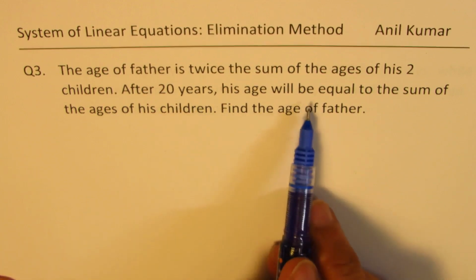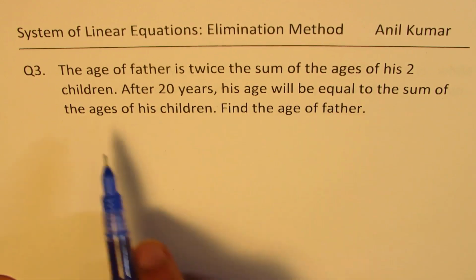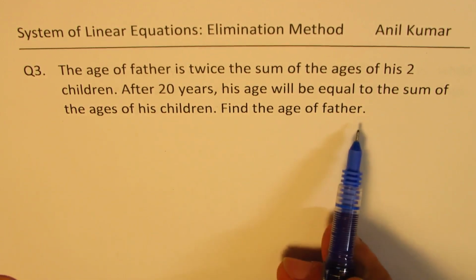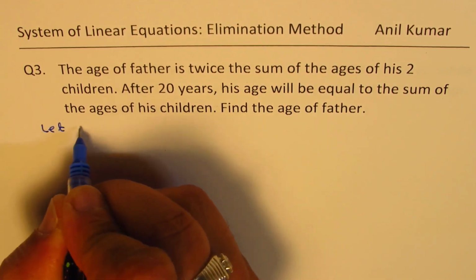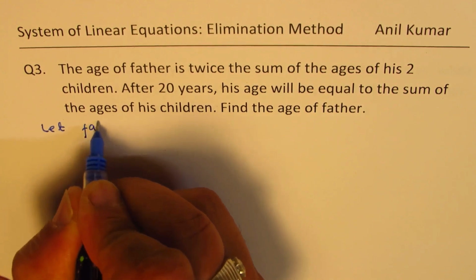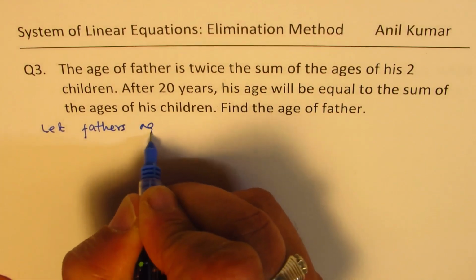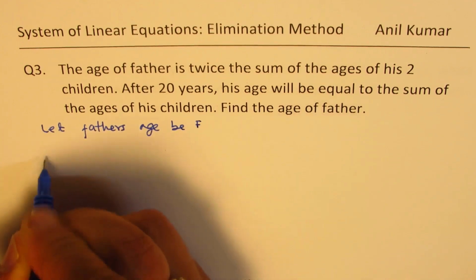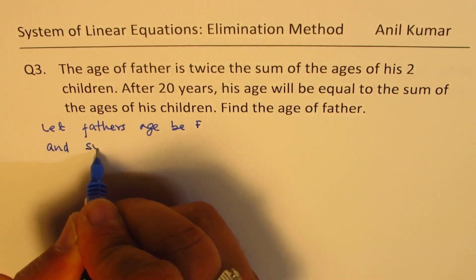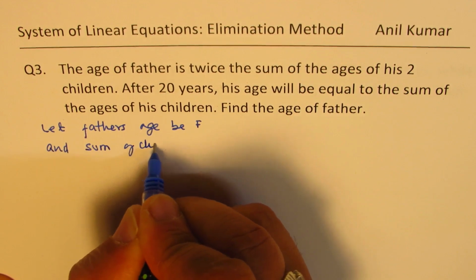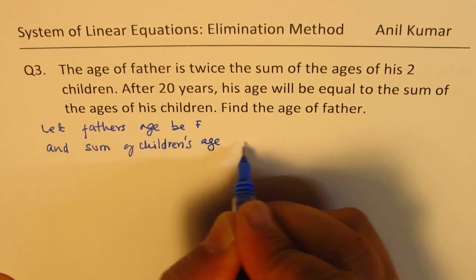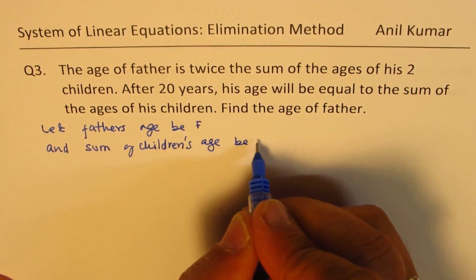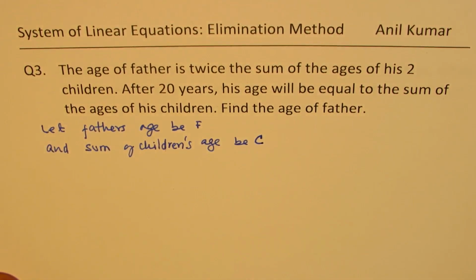After 20 years, his age will be equal to the sum of the ages of his children. Find the age of father. So we can start with a let statement. Let father's age be F and sum of children's age be, let us say, C, right? So C is the sum of ages. Does it make sense to you, right?